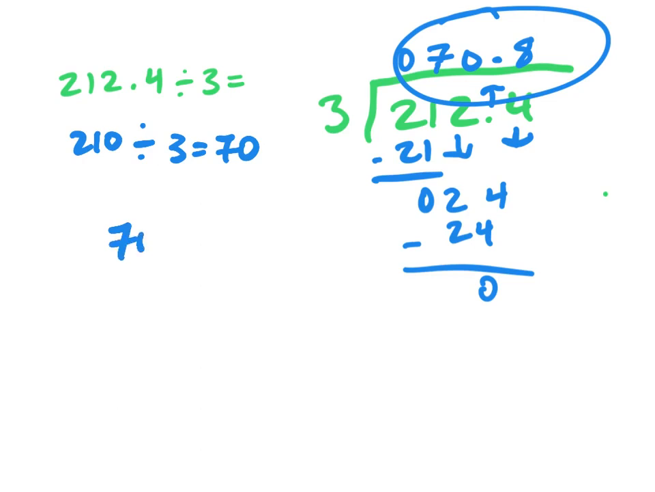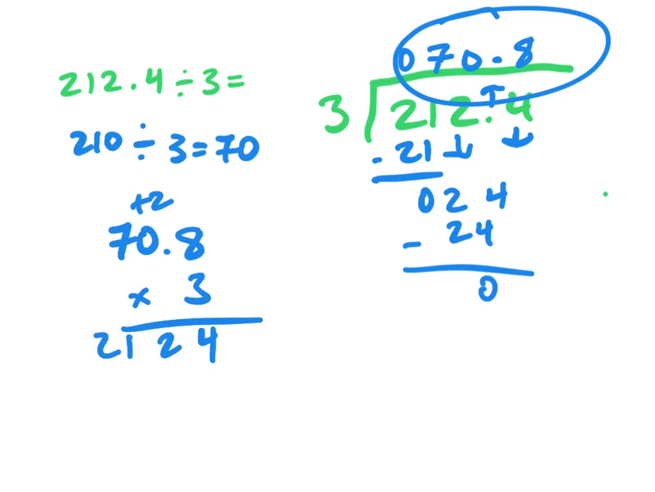If I do a quick inverse operation, 70 and 8/10 times 3, I want to make sure I can get back to 212 and 4/10. So let's see, 3 times 8 is 24, 3 times 0 is 0, plus 2 is 2, and then 3 times 7 is 21. Looks like 2,124, but I have one digit after the decimal in my factors, the numbers I'm multiplying together, so I need to have one digit after my decimal in my final answer, and I did get back to 212 and 4/10, so that checks out.